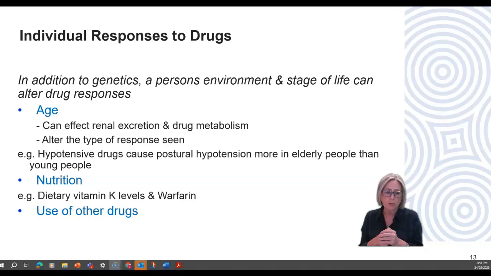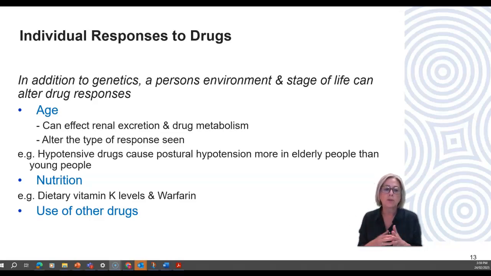Nutrition is also a big one. The example we've given you here is dietary vitamin K levels and warfarin. I'm not going to go into the mechanism of action of warfarin at this stage, just to know that it involves vitamin K. Warfarin is an anticoagulant, so it's given to prevent blood clots, and it is a vitamin K antagonist. That's all you need to know for now.